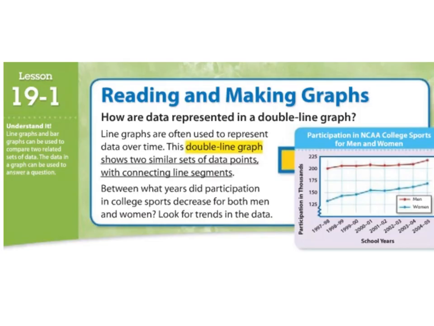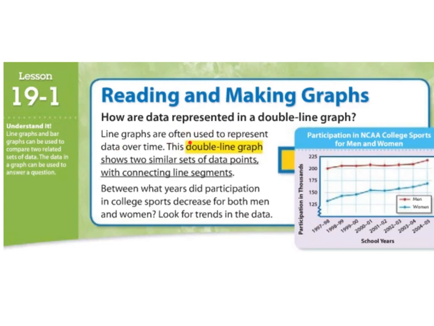All right, we're not checking homework for this, so we're going right into the lesson. There's 2 graphs that we'll be talking about today that we need to be able to read or make. The first one is a line graph, specifically a double line graph. Well, why are there 2 lines here? Well, let's find out. So, how are data represented in a double line graph?